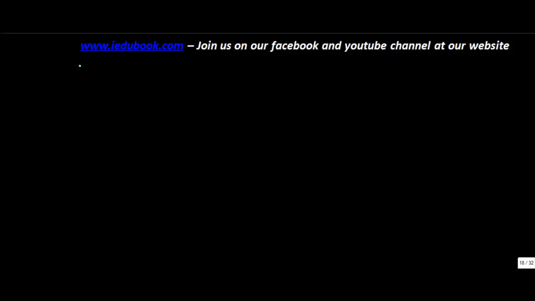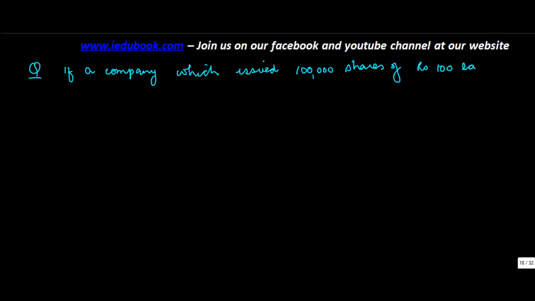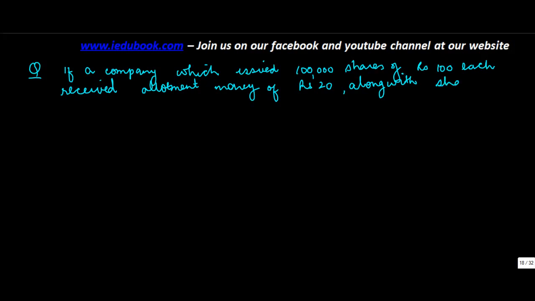Let's take a problem on accounting for share premium account. If a company issued 100,000 shares of rupees 100 each, received allotment money of rupees 20 along with share premium of rupees 30, pass journal entries.